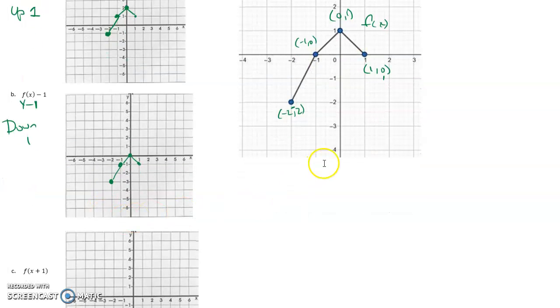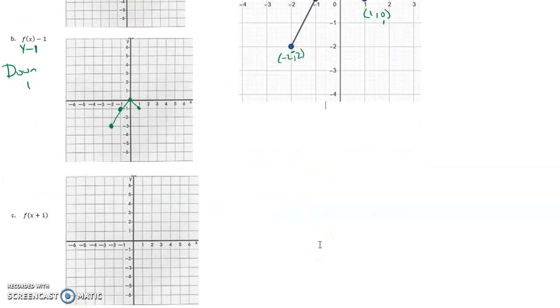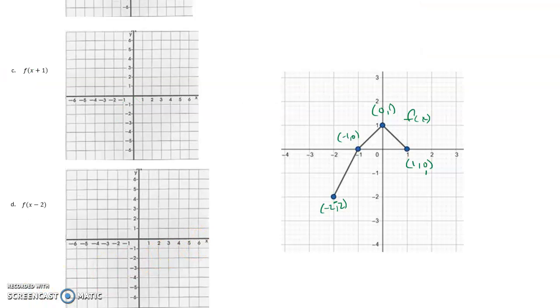Now the next one looks a little different. And I'm going to hit pause. I'm going to bring this graph down, so give me just 1 second. Okay, now these are a little bit more complicated to visualize here. We can see that the plus is now happening on the input, correct? So we got a +1 on the inside. Now, when we had the +1 on the outside, it shifted it up 1. What this +1 on the inside means is it happens one spot earlier.